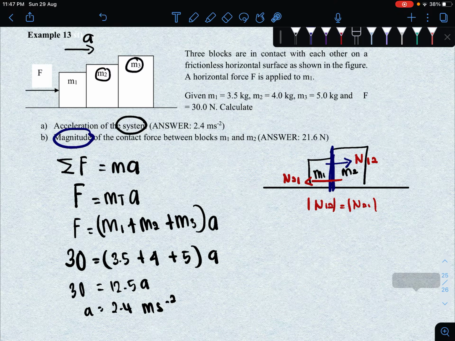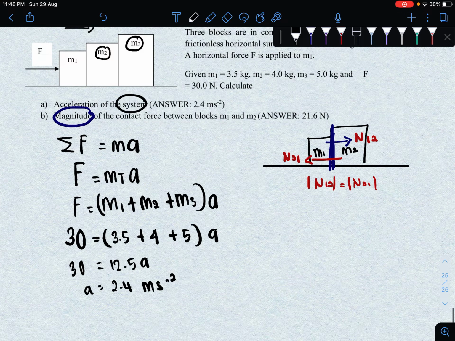So soalan tanya, apa nilai force yang exerted on each other, which is the contact force between M1 and M2 sini. So for that, we're going to choose salah satu objek. Kita pilih salah satu objek, tengok can be solved. Kalau tak boleh, kita guna dua-dua objek lah. So look at M1 first.